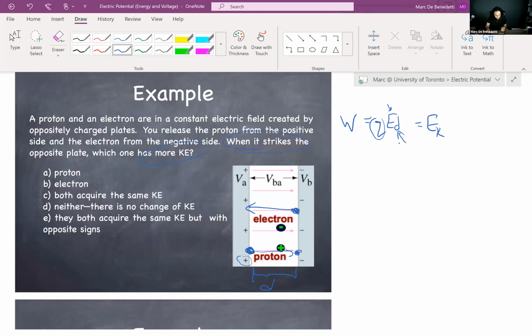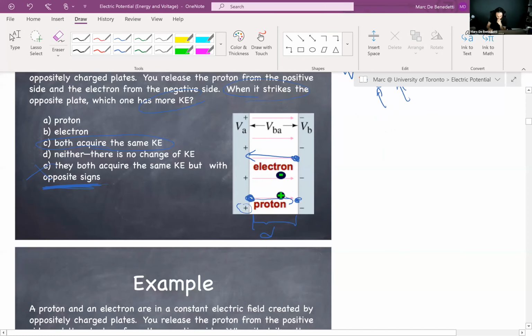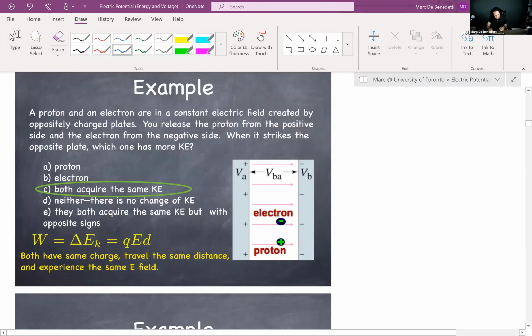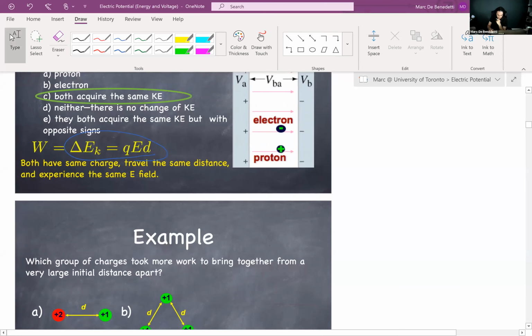And so the answer is going to be they both acquire the same kinetic energy because they happen to have the same charge. Now, it's not E because there is no such thing as a negative kinetic energy. You can't have a negative kinetic energy. If you're wondering why this is, even though the charge on the electron is negative, the displacement is negative. So the two negatives cancel out, and then you mathematically get a positive again anyway. So the answer is going to be C, and it's because of this equality right there. QEd is going to equal the kinetic energy.